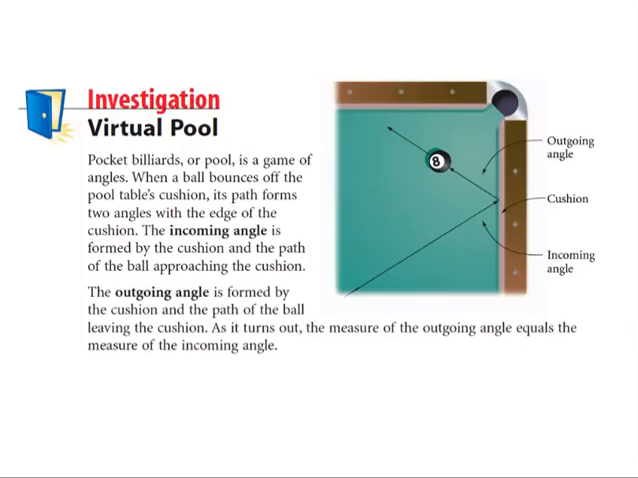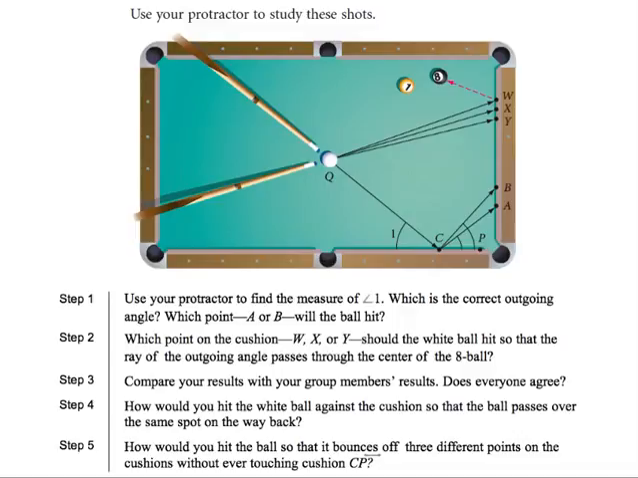Okay, let's look at the next one. This is talking about pool. For those of you that have played pool, it's a lot about angles. If you were to hit a ball, the incoming angle has to equal the outgoing angle. That has to be the case. It's one of those things when you try to aim so that you get the correct angle. Notice what it says here: use your protractor to find the measure of angle 1, which is the correct outgoing angle, A or P.